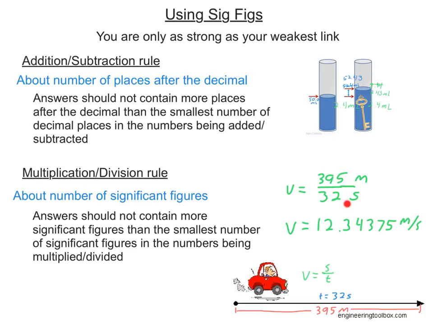Now, whenever I actually do the math of this, velocity, displacement divided by time, I come out with 12.34375. This is giving a really insane precision whenever it comes to velocity, and it's more precision than the measurement tools that I had. Remember, you're only as strong as your weakest link. In multiplication division, it's about the number of significant figures. So in the time, I had 2. In the displacement, I had 3 significant figures. So my weakest link, the time, only has 2 significant figures. So I need to round 12.34375 to 2 significant figures.